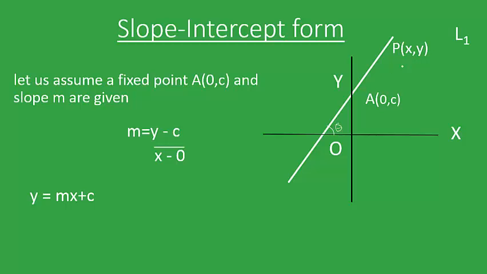Using the slope formula for P and A, we write the slope, which is equal to (y minus c) upon (x minus 0). After simple manipulation by multiplying by x and taking c across, we have this particular form. This, as you might guess, is the simplest form to write an equation. Just calculate the slope and put in the value of the y-intercept.